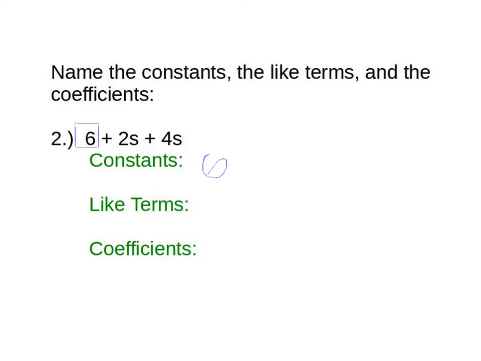Then we look for our like terms. We have a 2s and a 4s. Since both of these terms have s as the variable, they are like terms. Last, we look for our coefficients. We have two terms with variables, so we have two coefficients. Our first coefficient is positive 2, and our second coefficient is positive 4.